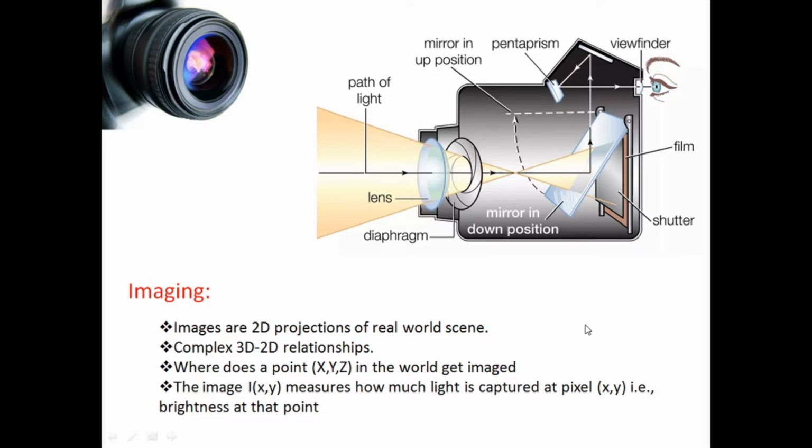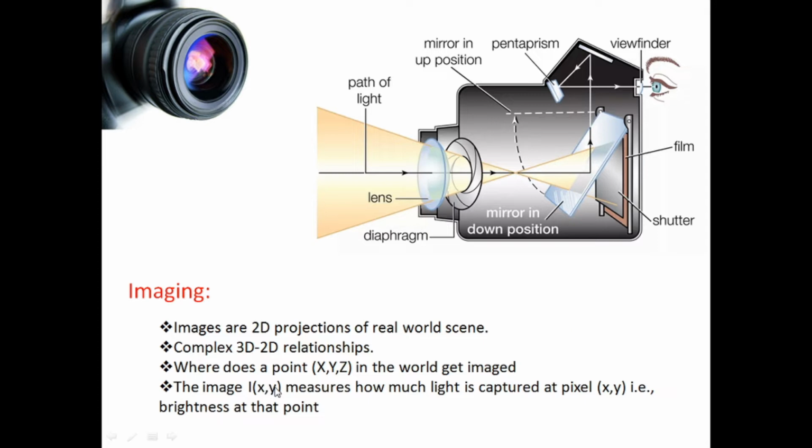Imaging is nothing but this: we have images which are the 2D projections of the real world scene, where we get to know the complex 3D to 2D transformation relationships, as well as where a point x, y, z in the real world will get imaged. In the image plane, the image itself accumulates a large number of pixels, right?